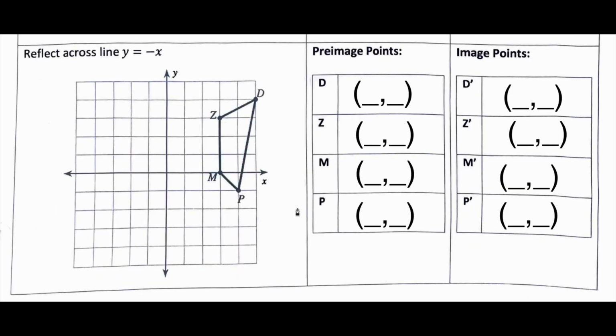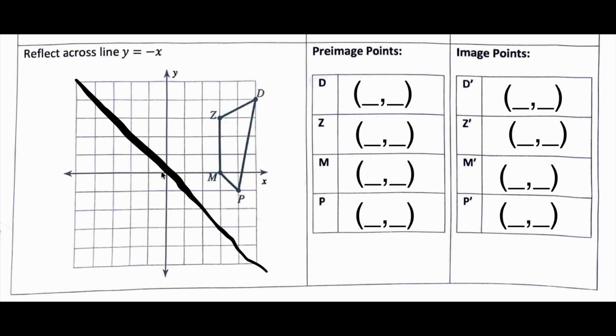Okay, so for our final example, we're going to be doing something a little bit different than what we've been doing before, where we're going to be reflecting over a diagonal line, which is going to be y equals negative x in this case. So let's draw that line. That's going to go straight through the origin, and it's going to have a slope of negative 1.